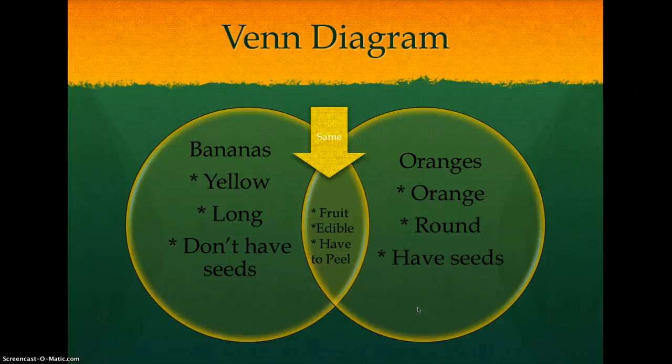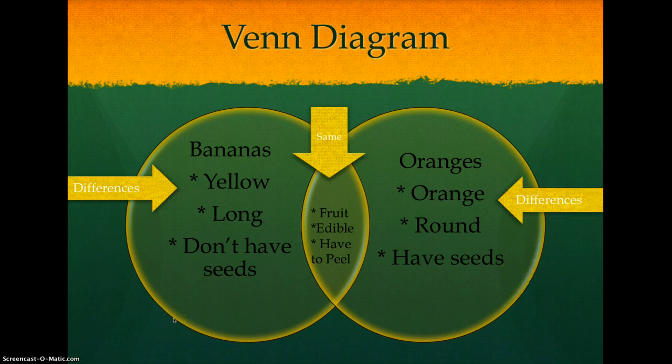We can compare and contrast these two by using a Venn diagram. So in the middle of the Venn diagram, you notice that you have characteristics of bananas and oranges that are the same. They're both fruit, they're both edible, you have to peel both of them in order to eat them. And then you have in each circle the things that are different about bananas and oranges. So the differences that they have between the two.